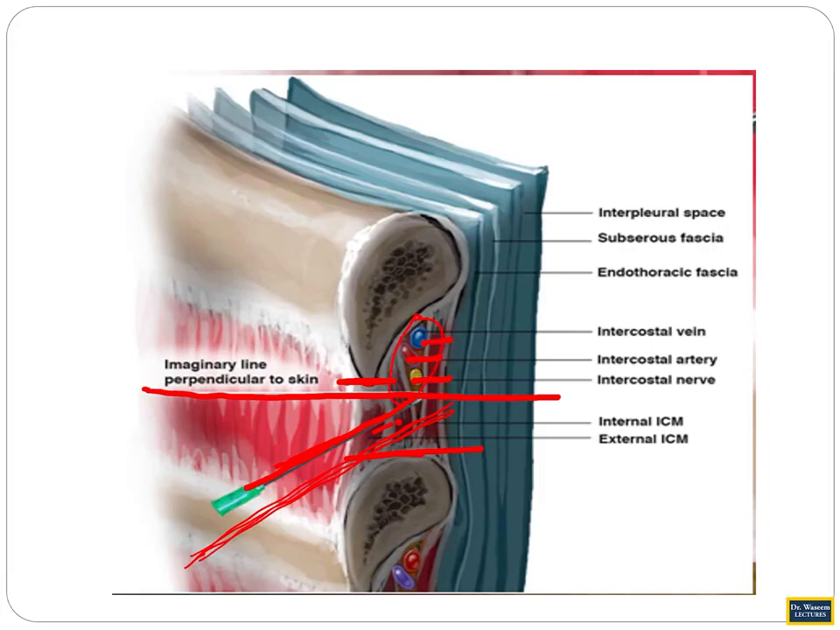This was something about your intercostal apparatus related to intercostal spaces, intercostal muscles, and intercostal nerves. The next part of your intercostal apparatus will be the intercostal arteries and intercostal veins. This was your class today.